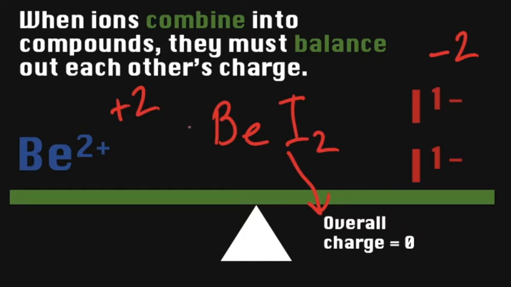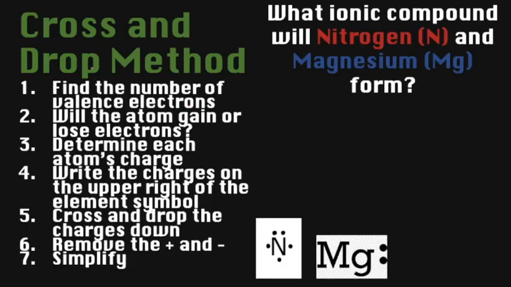Now, what we're going to talk about today, and what I'm going to show you, is how you can take, for example, 2 atoms, and I'll say, hey, if they form an ionic bond, what will the resulting compound be? In this case, the resulting compound was BeI2. It's called beryllium iodide. But I'm going to teach you a step-by-step process in order to figure this out. This process is called the cross and drop method.